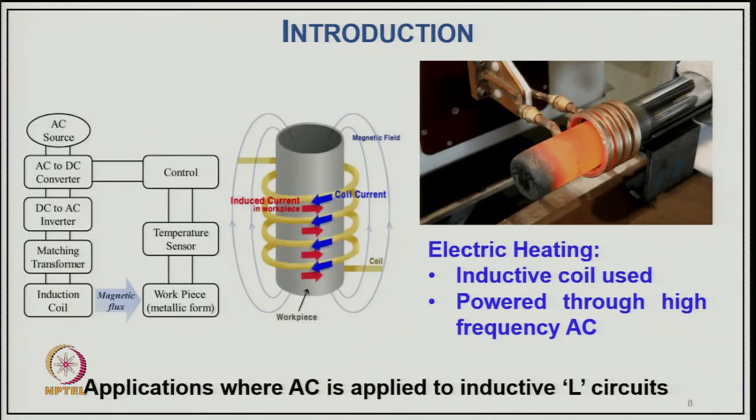Then we have electric heating through an inductive coil, powered through a high frequency AC supply. This is an application where AC is applied to an inductive circuit. The AC source goes to AC to DC, and then DC to AC inverter, then matching transformers with the induction coil, and of course we have magnetic flux acting on the work piece, and a temperature sensor which controls the temperature of the induction heating element and gives feedback to the converters.